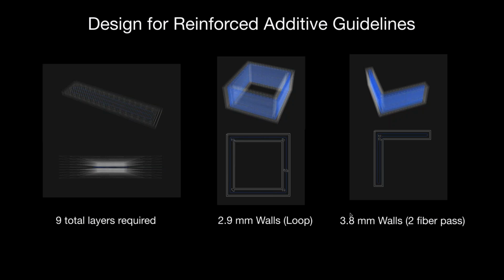Related to that, you're going to need 2.9 millimeter walls. That's going to allow you to make a reinforced loop, so to speak. And if you have any kind of protruding features like this L shape, you're going to need 3.8 millimeter walls, and that's just because you need 2 fiber passes.